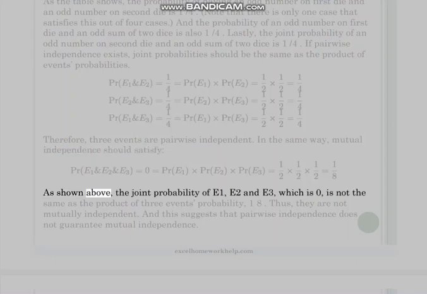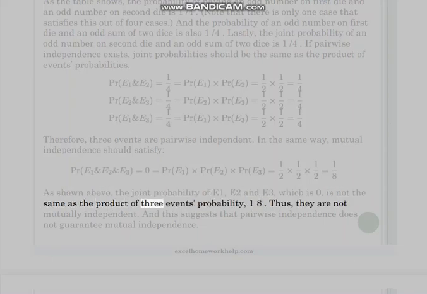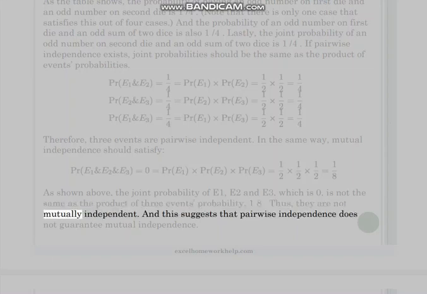As shown above, the joint probability of E1, E2, and E3, which is 0, is not the same as the product of the 3 events' probabilities, 1/8. Thus, they are not mutually independent. And this suggests that pairwise independence does not guarantee mutual independence.